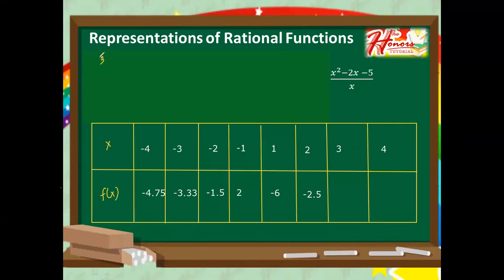So we have here 3 squared minus 2 times 3 minus 5 over 3. 3 squared, that's 9, minus 6, because negative 2 times 3 is negative 6, minus 5 over 3. 9 minus 6, that is equal to 3, minus 5 over 3. 3 minus 5 is equal to negative 2 over 3. Let's convert it again to decimal, so therefore we will not encounter any difficulty in plotting. So that is negative 0.67.